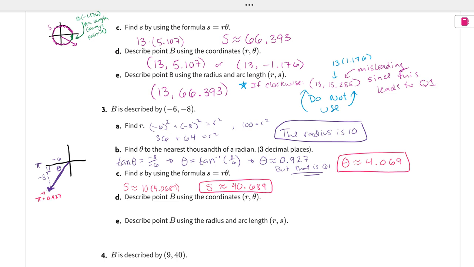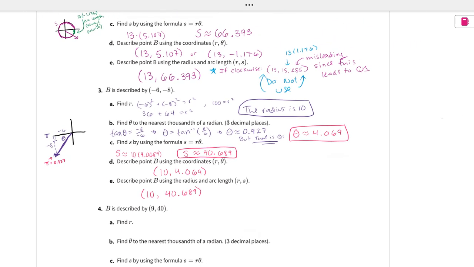Okay, describe point B using the radius. So our radius is 10, and our angle, 4.069. Describe point B using the radius, 10, and our arc length, 40.689.